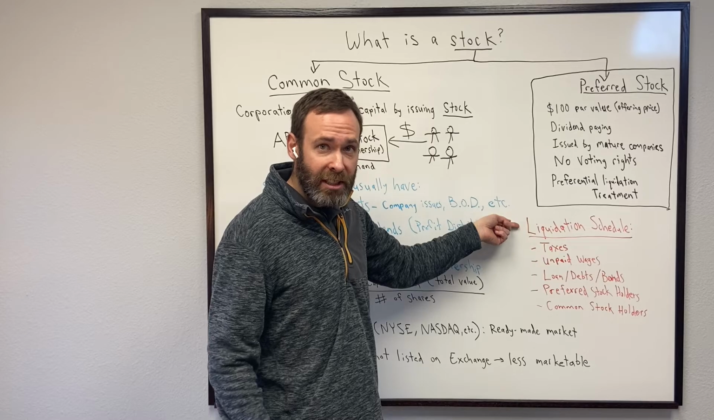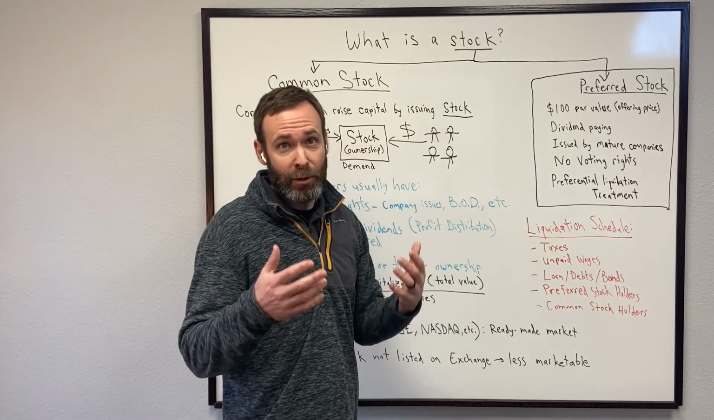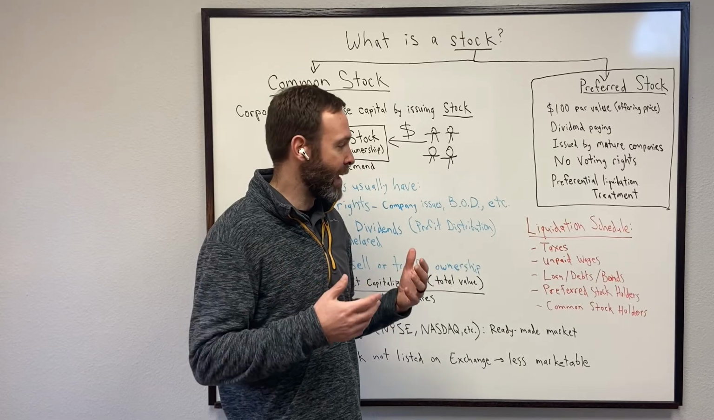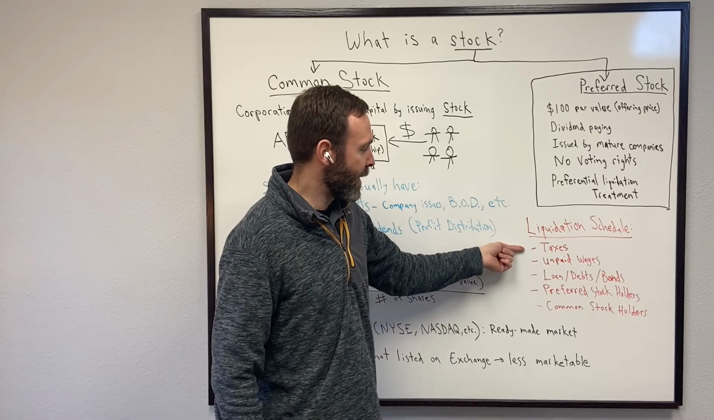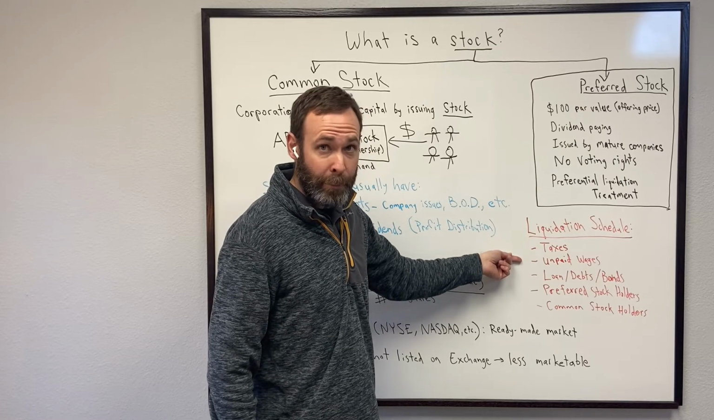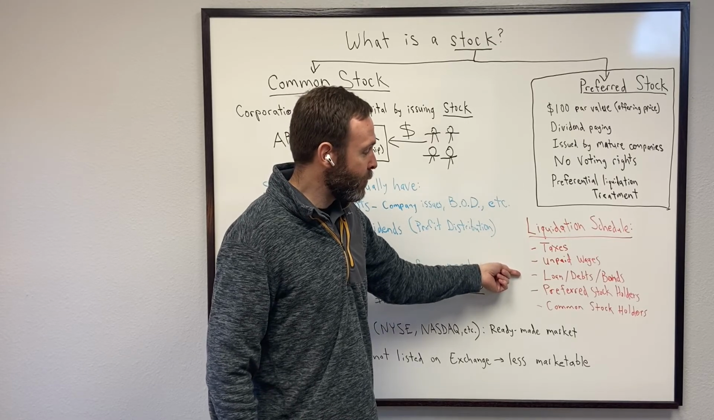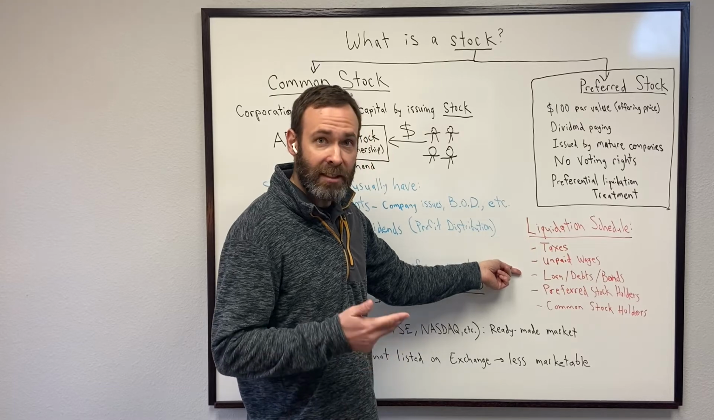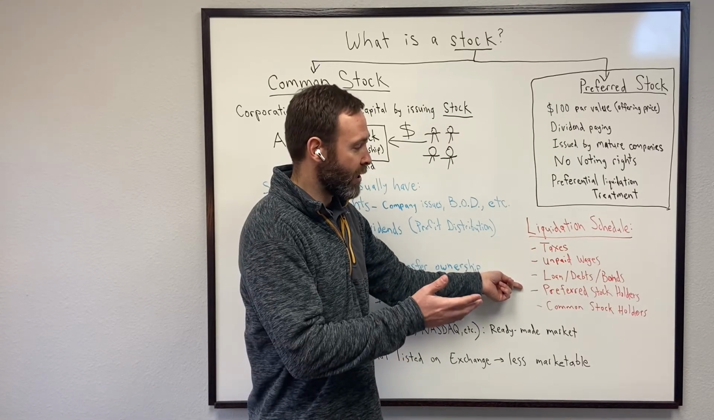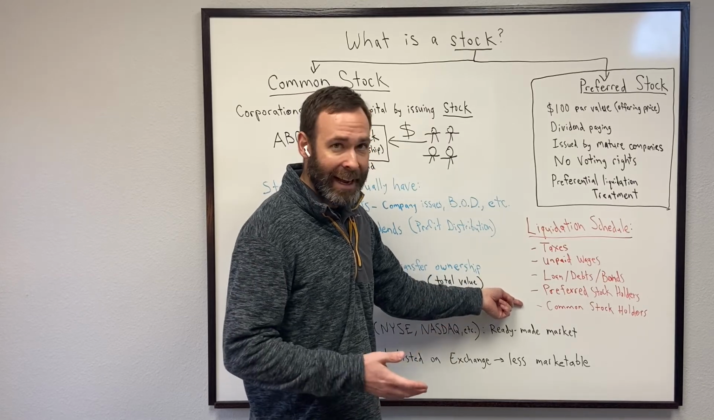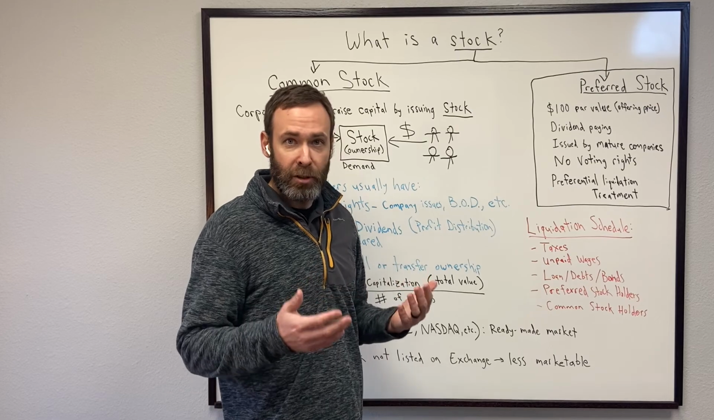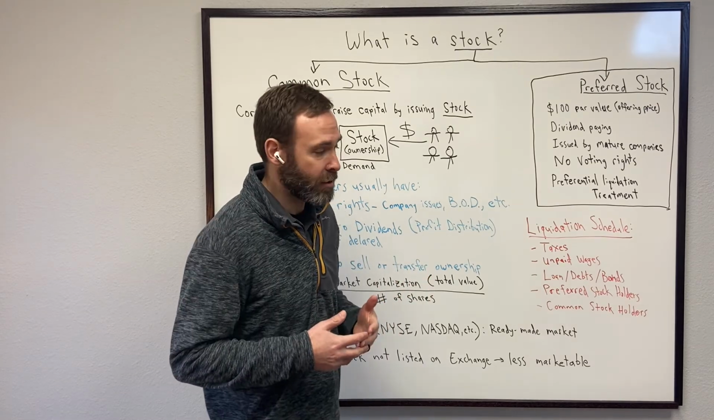A liquidation schedule is if a company goes out of business, what happens to the remaining assets of that business? They would be liquidated to pay first taxes, then unpaid wages, then repay loans, debts, and bondholders, then preferred stockholders, and lastly, if there's anything left over, it would be distributed to the common stockholders.